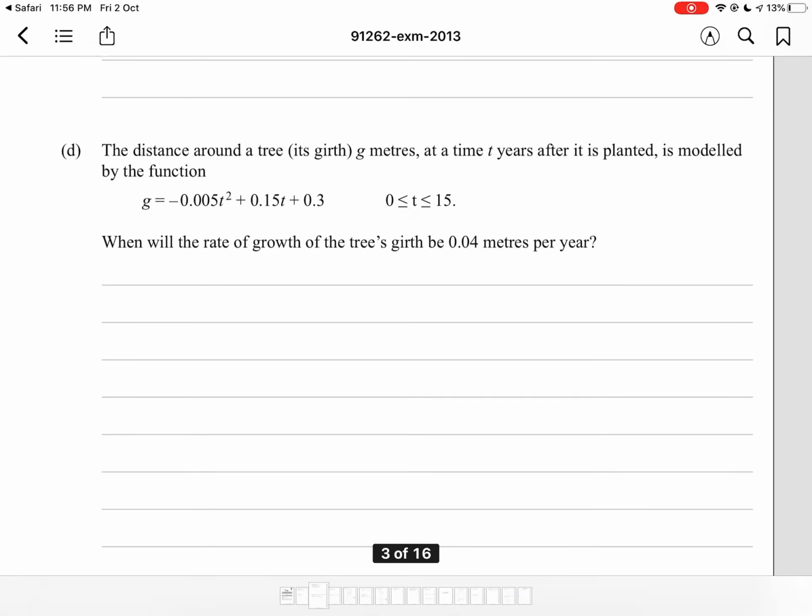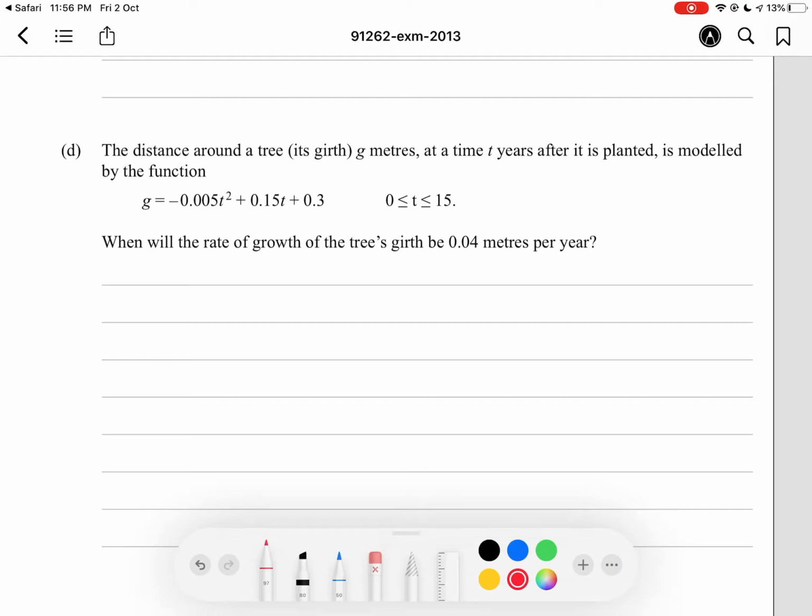Question D. The distance around a tree, its girth, g meters, at a time t years after it is planted is modeled by the function g equals negative 0.005t squared plus 0.15t plus 0.3. When will the rate of growth of the tree girth be 0.04 meters per year? So rate of growth, that always refers to a rate of change. So rate of change of the girth is 0.04 meters per year.